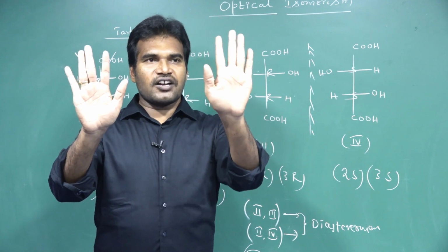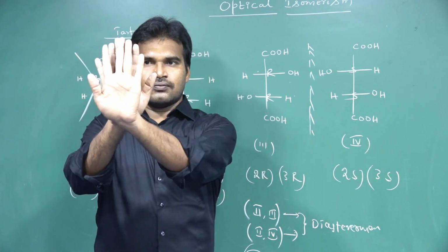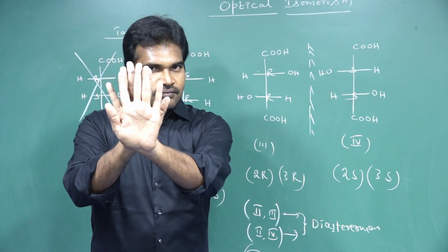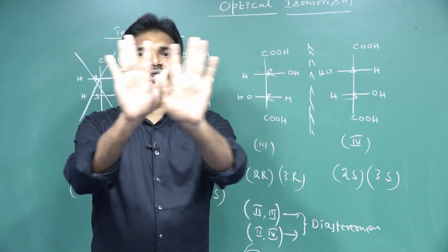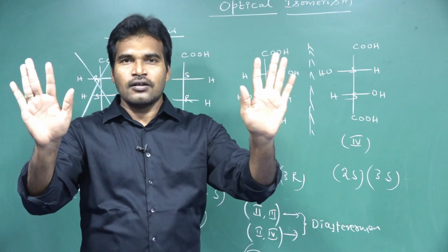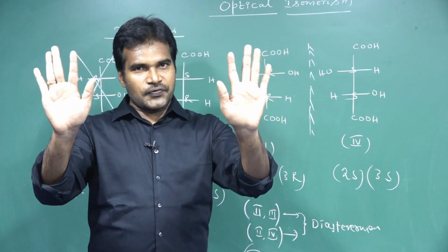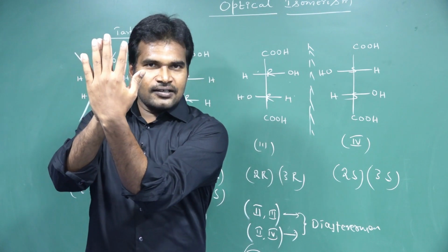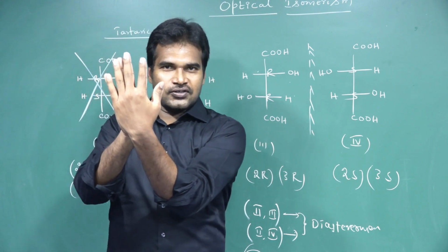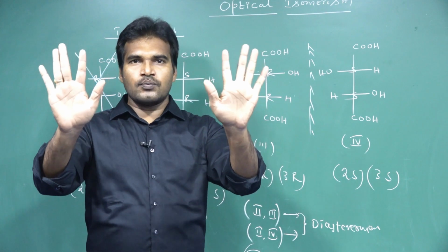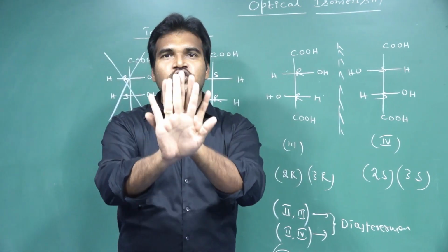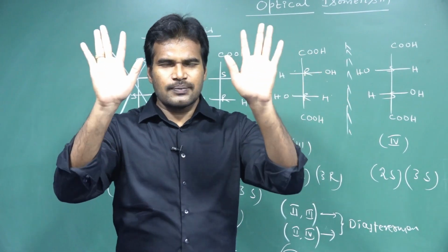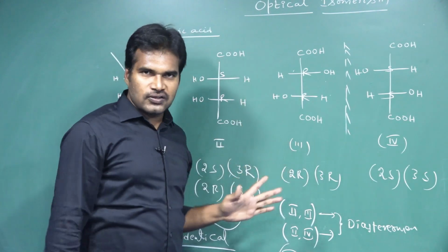If you keep the mirror image as it is, are they coinciding? No. That means they both are non-superimposable mirror images. Suppose if you keep the mirror image and they are coinciding, they are superimposable mirror images. Now our two palms are non-superimposable mirror images, so this is the best example for enantiomers.